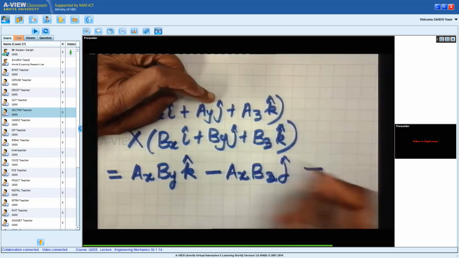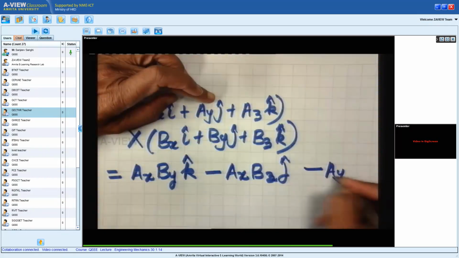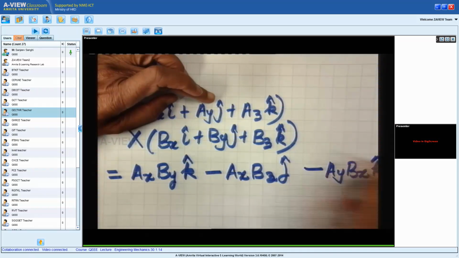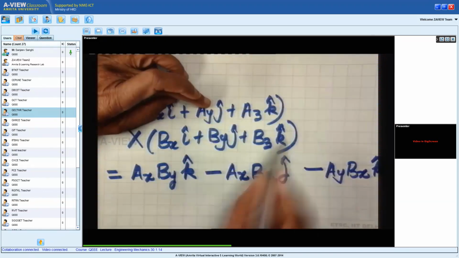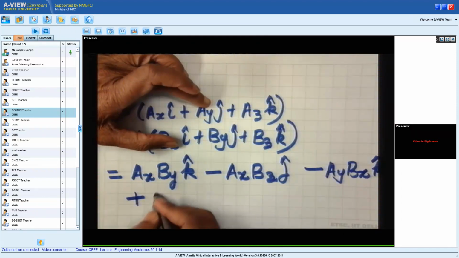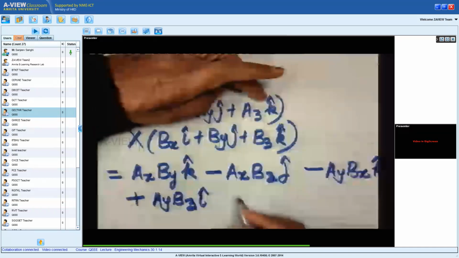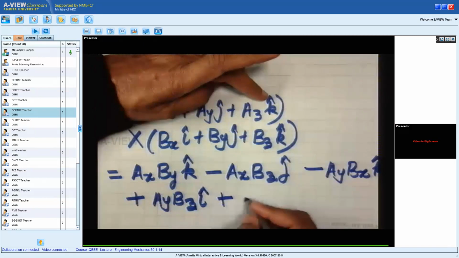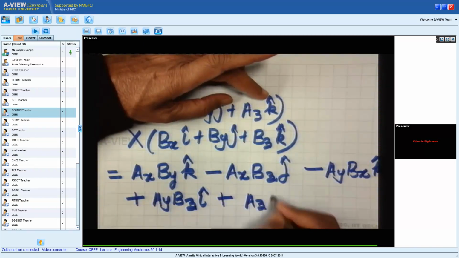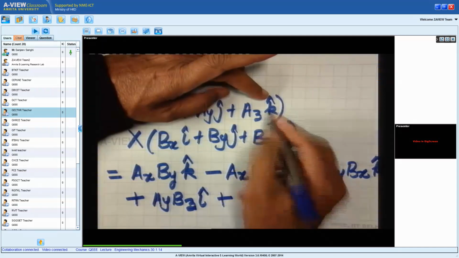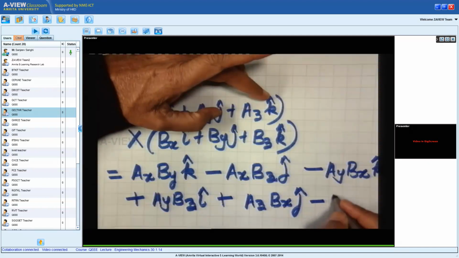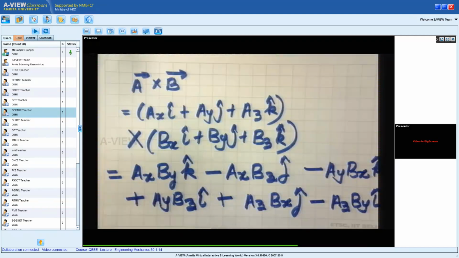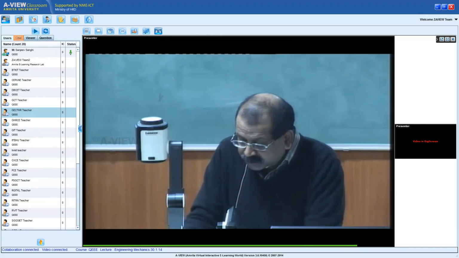Then I go to AYJ. So I will get J cross I is minus K. So I get minus AY BX K. J cross J is 0. Then I go to J cross K. So then I get the fourth term, plus AY BZ, J cross K gives me I. Then I go to the third term. K cross I gives me J. So I will have AZ BXJ. K cross J will be minus I. So I have minus AZ BYI. So I get these 6 terms like this, and so I can carry out the cross product. And you probably must be familiar with this.